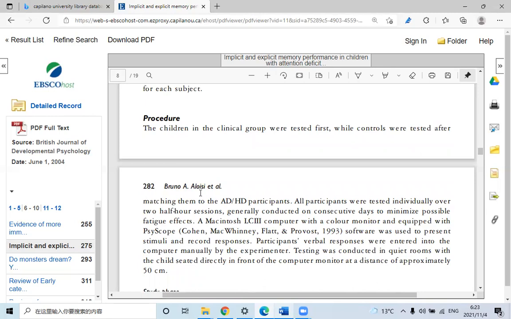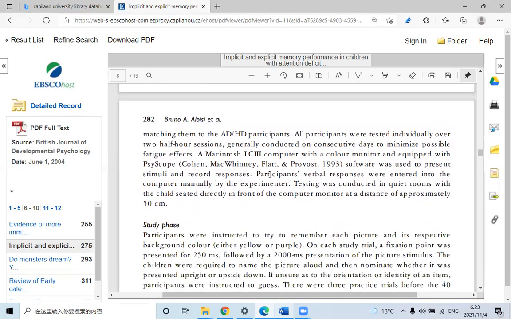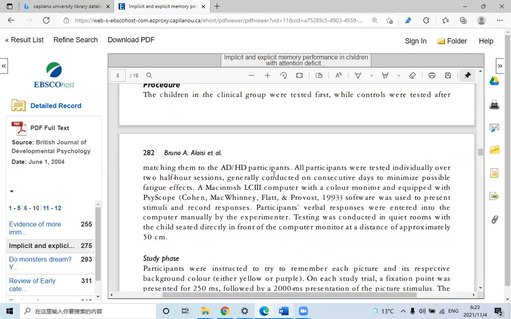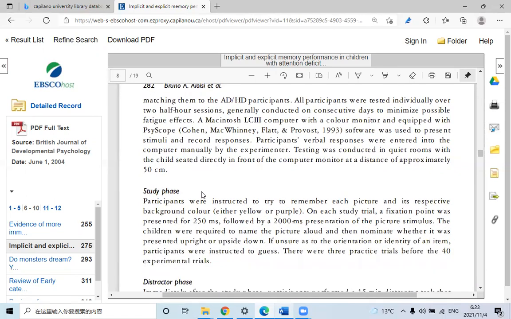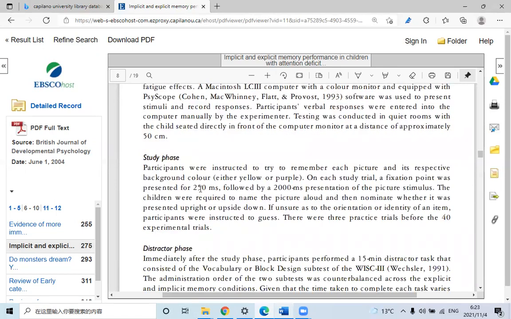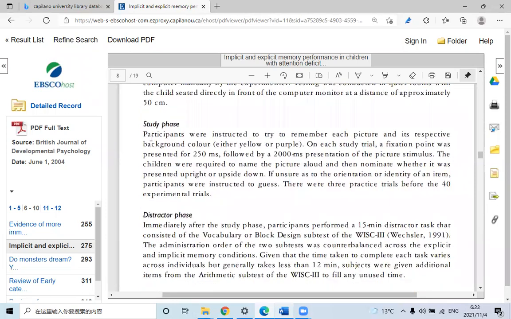The children in the clinical group were tested first, where controls were tested after matching them to ADHD participants. Yeah, so you test the ADHD kids first, and then you test the non-ADHD kids. All participants were tested individually over 2 half-hour sessions. You describe how they get tested, the environment, the testing conditions, and then let's look at the study phase.